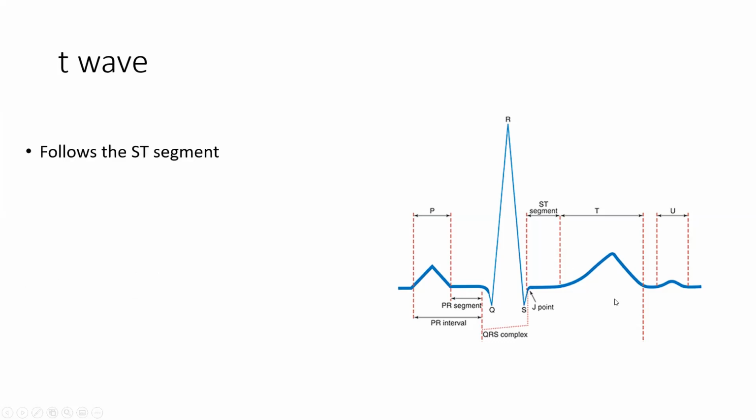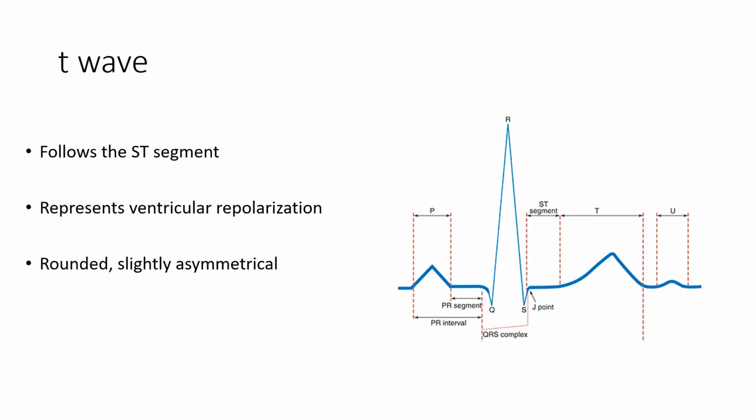Next, we move into the T wave that follows the ST segment. It represents ventricular repolarization. So again, it's complete rest and relaxation for the ventricles. It's typically rounded and usually asymmetrical. As you look at this waveform here, you can see that the peak is shifted slightly off to the right. So midline would be right where the T comes down. You can see that it has just a slight shift over to the right.